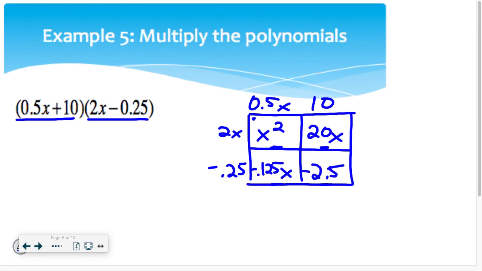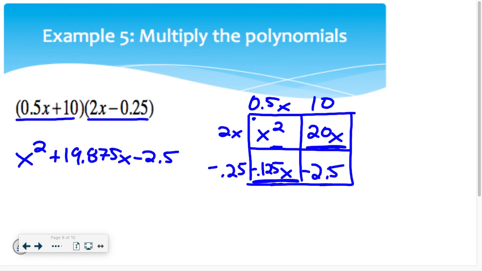And then I'm going to finish with 10 times a negative 0.25, and that's going to give me a negative 2.5. What's nice about the box method is it's very easy to identify my like terms here. Here are my two x's. So now I can put these two together, and I'm going to rewrite this as my trinomial. X squared, sorry about that, plus 19.875x minus 2.5.